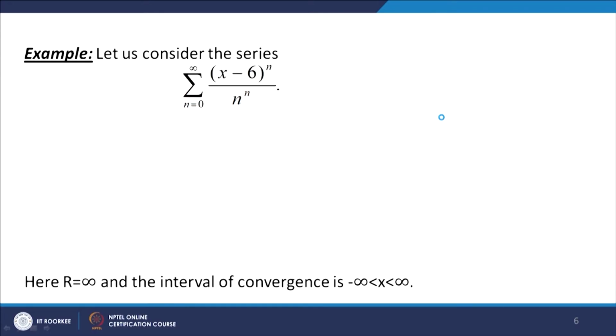Okay, so for example, let us consider the series sigma n equal to 0 to infinity (x minus 6)^n divided by n^n. So, this series is of the form sigma n equal to 0 to infinity C_n (x minus a)^n. Here C_n is equal to 1 by n^n and a is equal to 6. So, we have a power series with center at x is equal to 6 and the coefficients of the series are given by 1 by n^n. Okay.